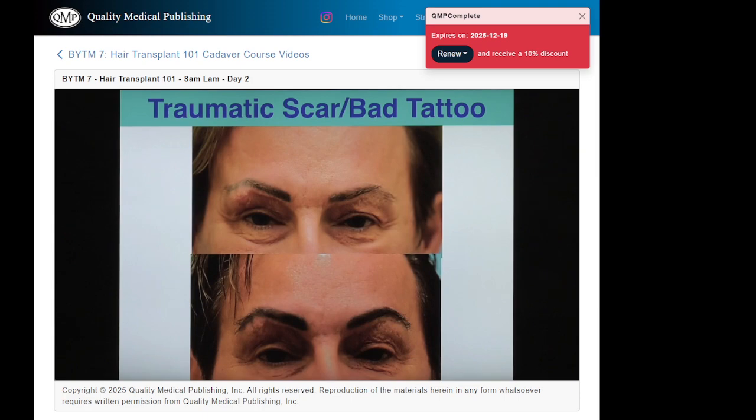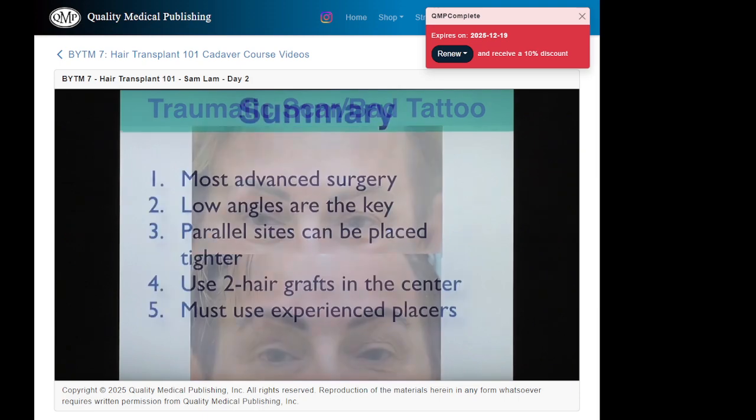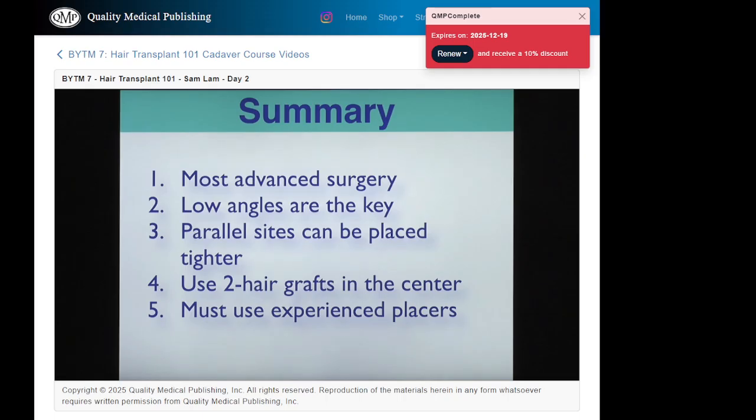This is a gentleman that had traumatic tattoo. This is a little bit more of a feminine design. He wanted to keep that design, so I said, okay, fine. And so the key is that this is a very advanced topic. Low angles are the key. Parallel sites can be placed tighter, in my opinion, even though there's a risk of them being a little higher. And I like using 2 hair grafts in the middle, and you must have a great experienced team to do this, not just you being experienced.